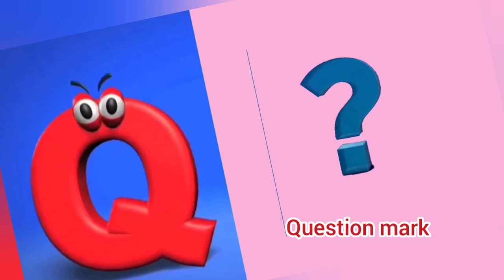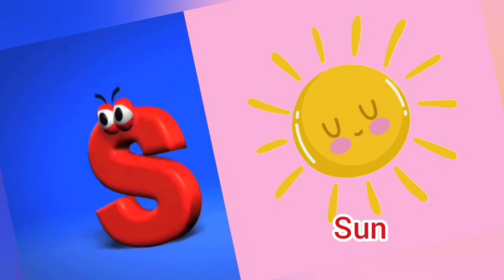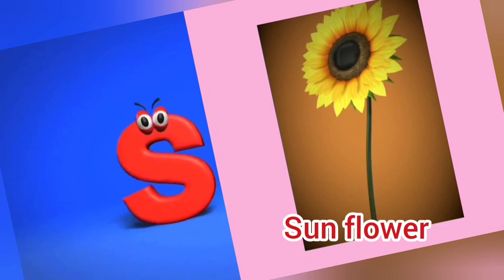R is for red. R r red. R is for rocket. R r rocket. S is for sun. S s sun. S is for sunflower. S s sunflower.